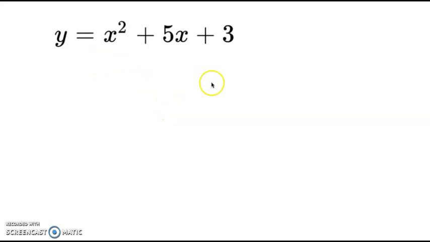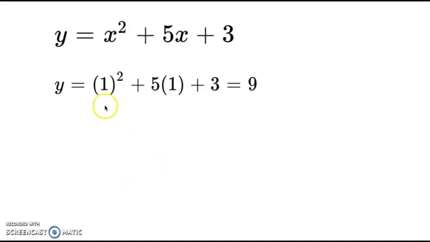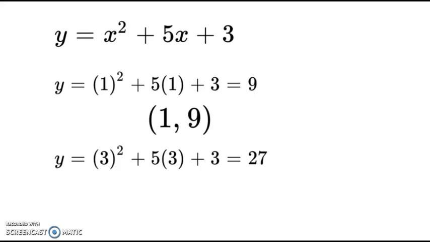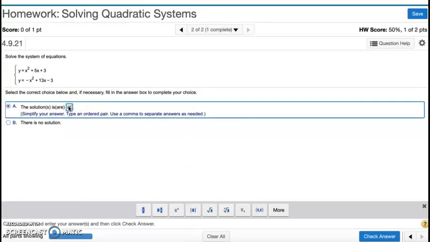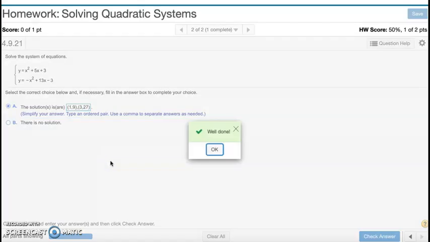I'm going to choose the first equation to do that with. So substituting in 1, I'll end up getting 1 squared plus 5 times 1 plus 3, which equals 9. So the first solution, or place at the intersect, is 1, 9. Now I'm going to substitute in 3 for x. 3 squared plus 5 times 3 plus 3 gives you 27. So the second one is 3, 27. So now let's type both of those in. So 1, 9 and 3, 27. And that's number 2.